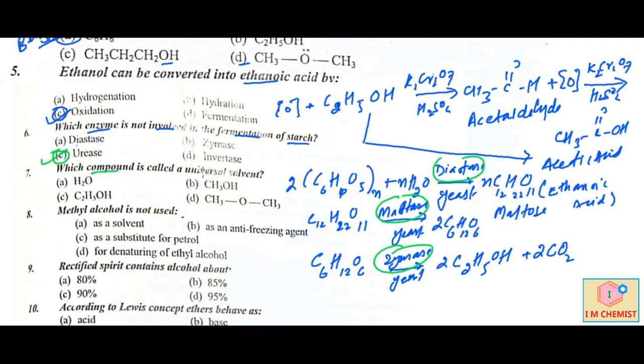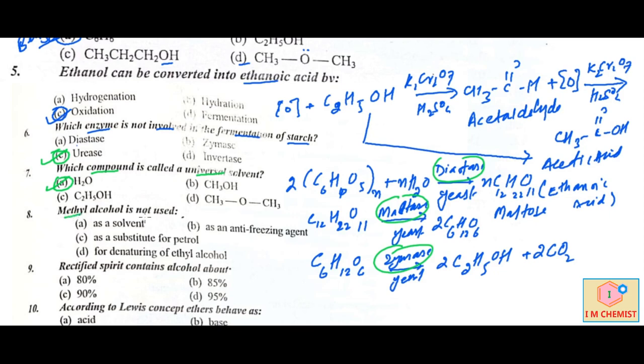Next, which compound is called universal solvent? This is a very easy MCQ. Water, H2O. This is known as universal solvent because anything you wish to dissolve can be easily dissolved in water. So hence it is known as universal solvent.